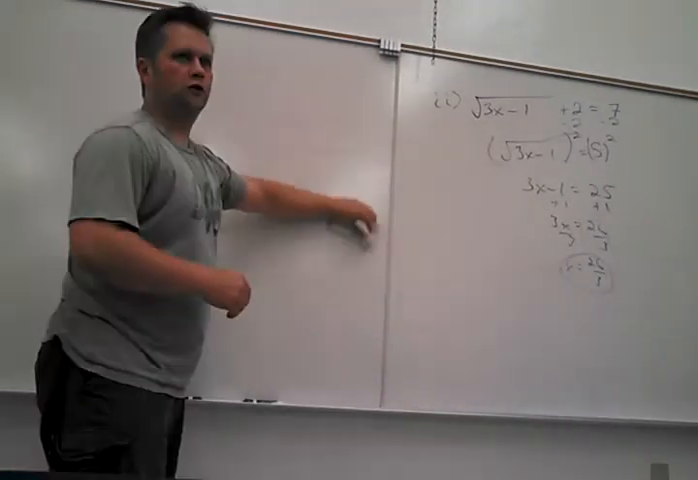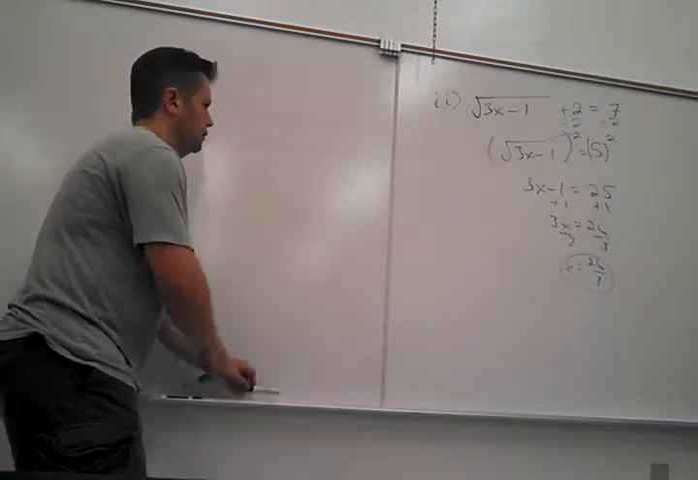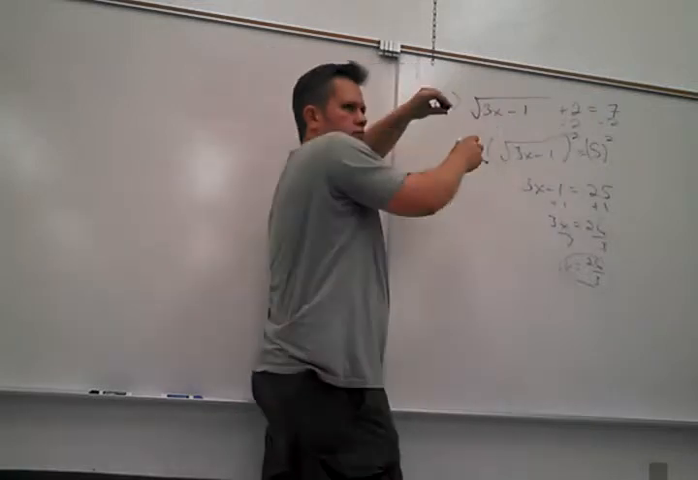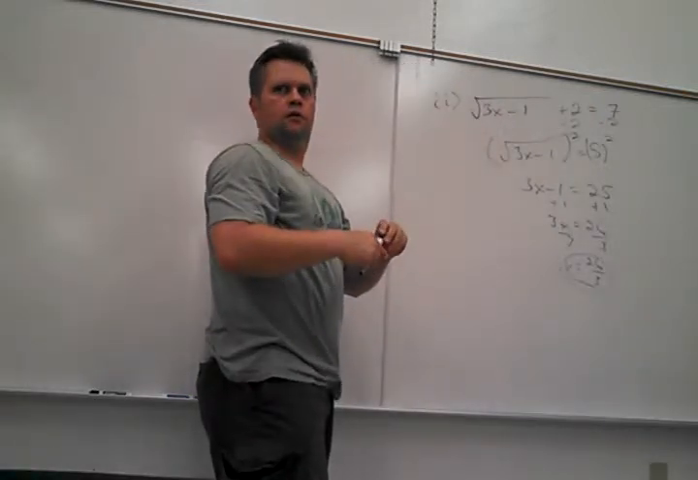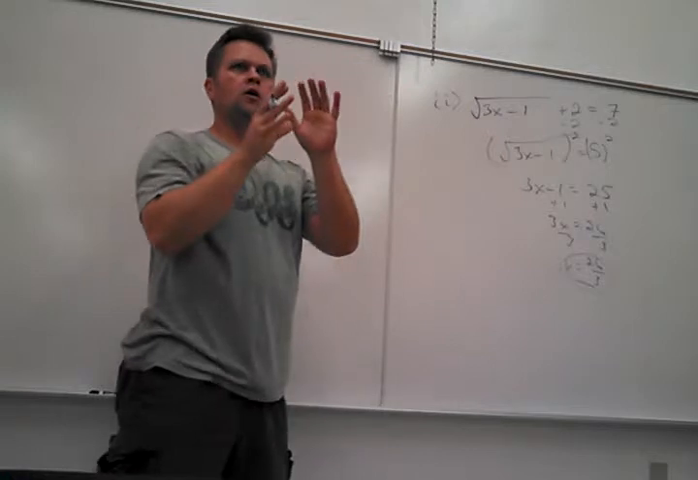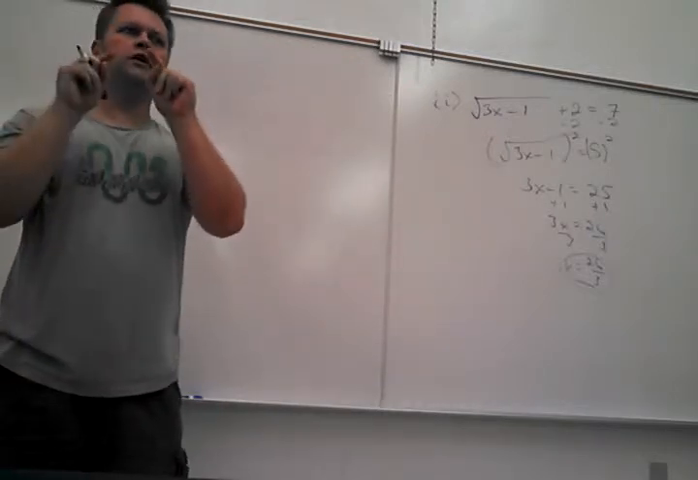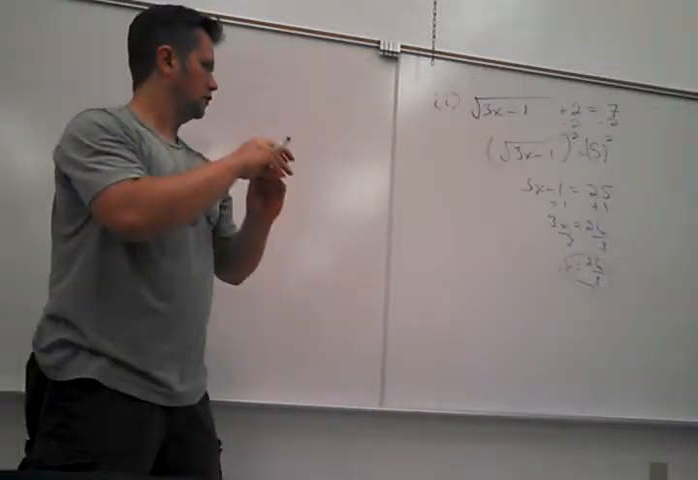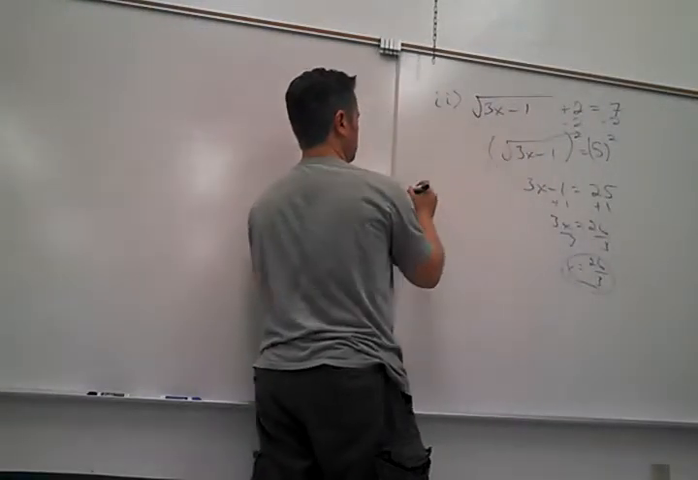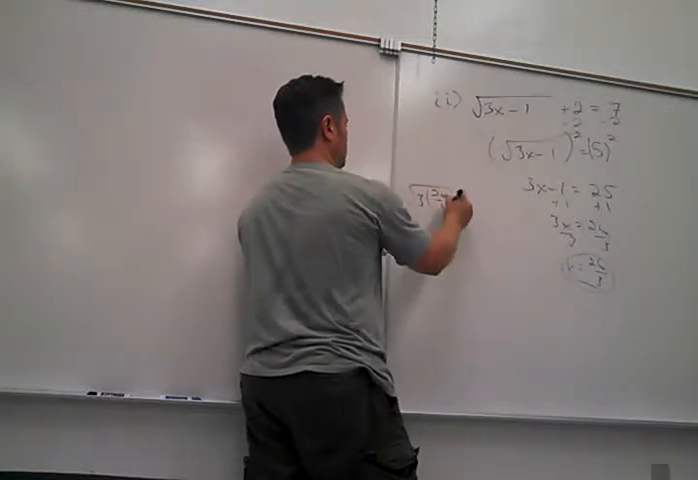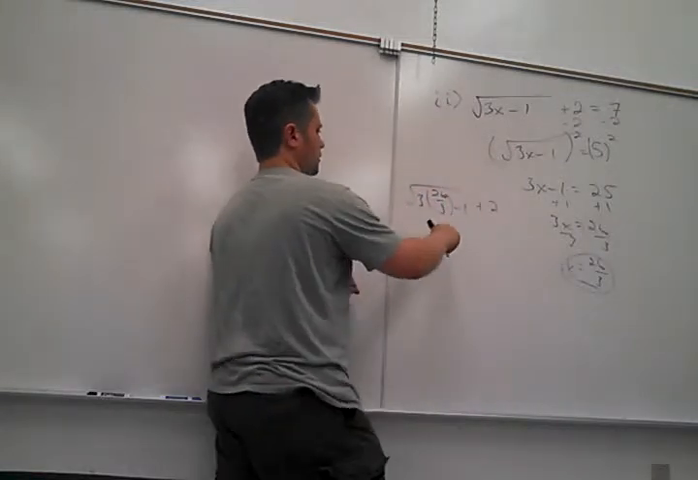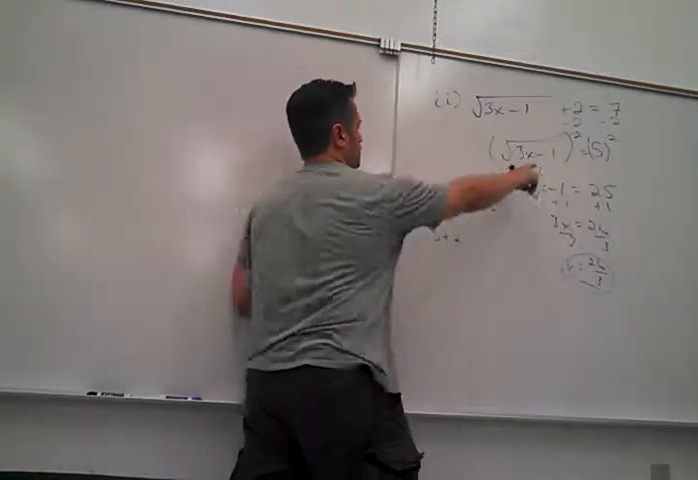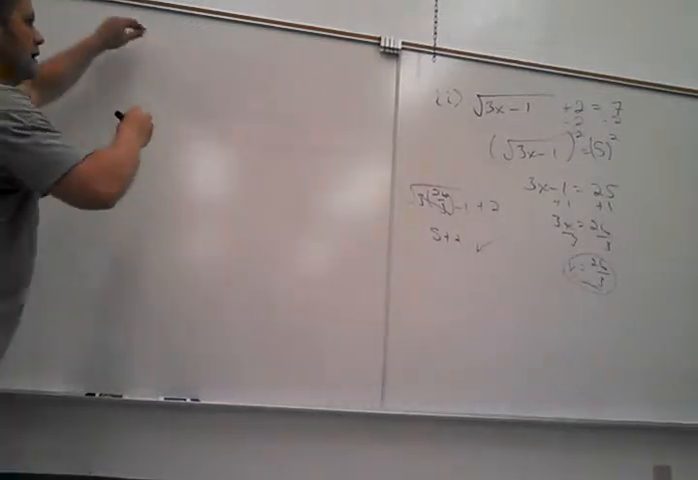One thing you do have to do, and I'm not done yet because these are very simple problems, is you do have to check this answer. Make sure it actually works, because when you square both sides of an equation, you lose information about the sign. So if I check this, does it work? Yes. Square root of 3 times 26 thirds minus 1, plus 2. That's 26 minus 1 is 25. Radical 25 is 5, plus 2 is 7. It checks. Thank God.